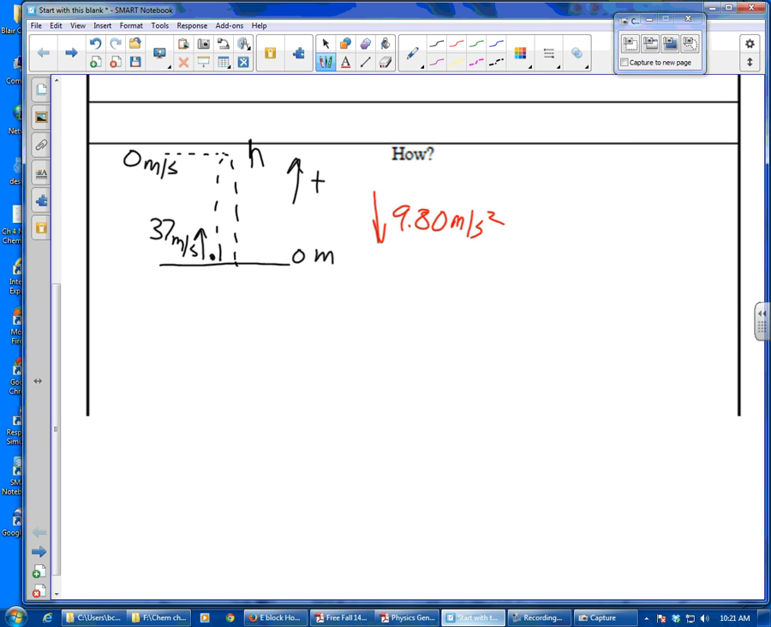Kind of like the bungee jump guy. Before the bungee cords, he was just in free fall. If he didn't have the bungee cords, that's why he'd splat at the bottom. When the bungee cord started stretching, he wasn't in free fall anymore.